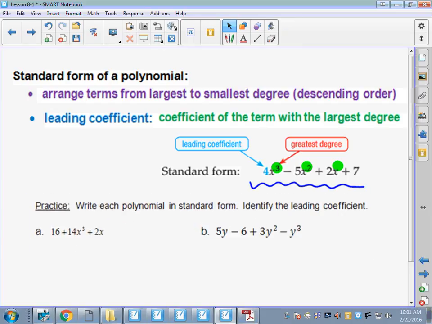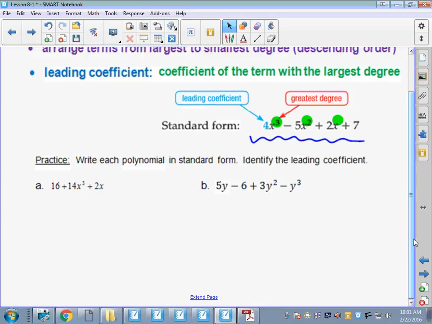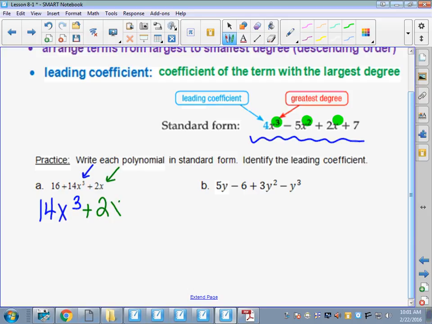So practice A and B down here. 16 plus 14x to the third plus 2x. I've got only x's. What's my highest degree? I've got a 3, so that means my 14x to the third power has to go first. Then my next highest exponent of x, so plus 2x. And then that 16 just gets stuck on the end because it doesn't have an exponent or a variable. So here's standard form: 14x to the third plus 2x plus 16.